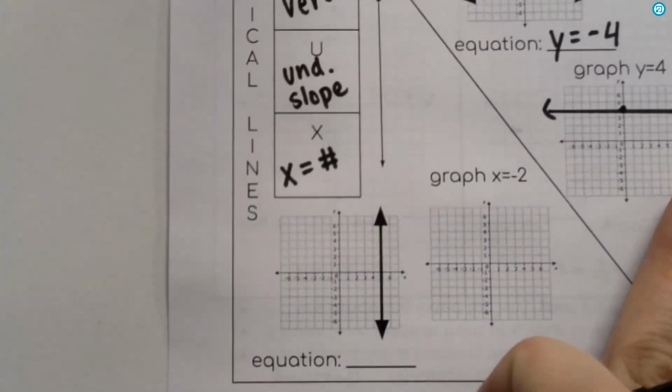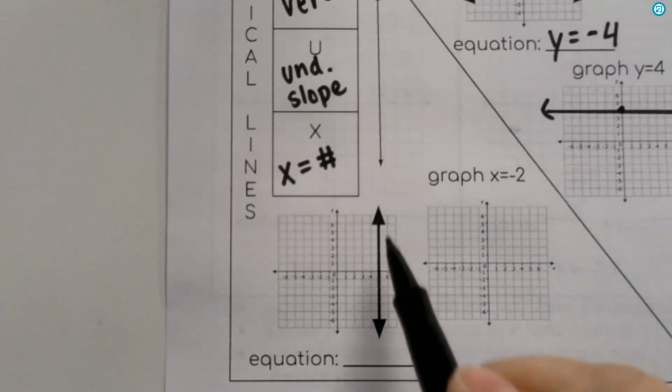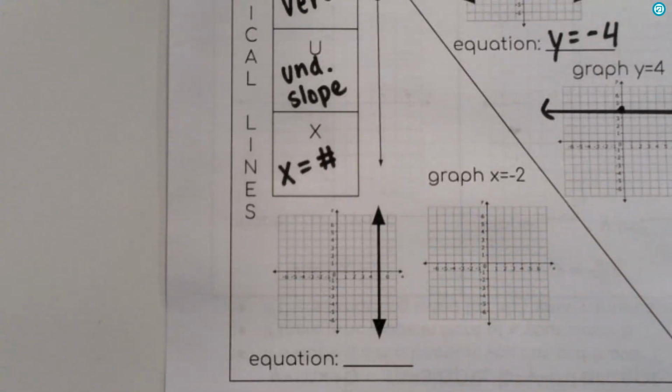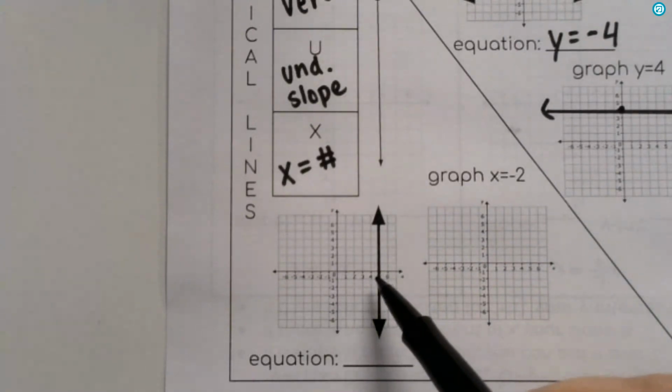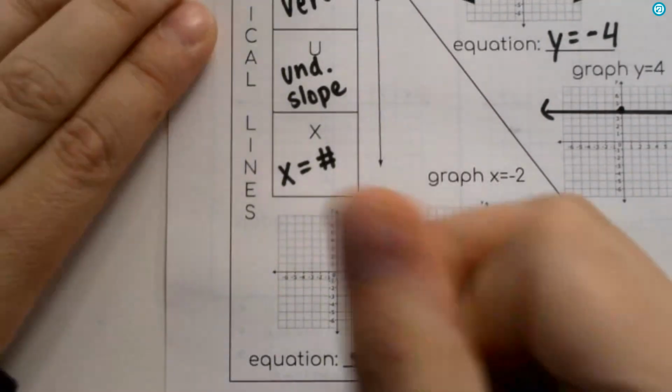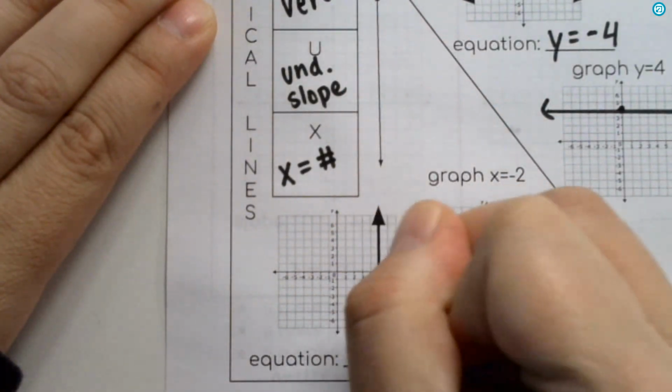Okay, looking at our two examples down here. This is a vertical line, so we know it's just going to be x equals a number. We just go figure out where it's at. It is at 5 on the x-axis. So our equation here is literally just x equals 5.